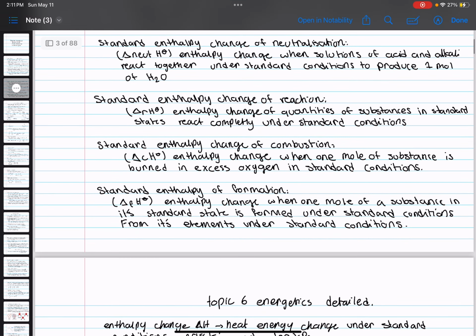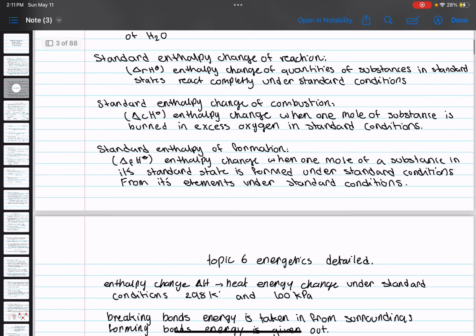Standard enthalpy change of reaction could be used for any sort of reaction. It's the enthalpy change of quantities of substances in a standard state that react completely under standard conditions. Then we have enthalpy change of combustion, which is the enthalpy change when 1 mole of a substance is burned in excess oxygen in standard conditions.